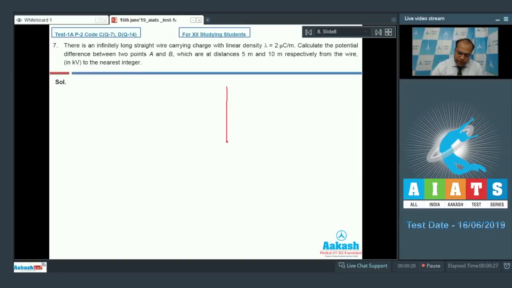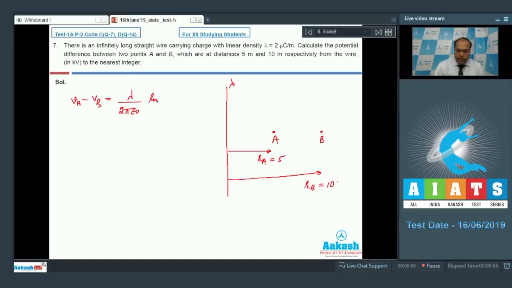So this is an infinite wire, this is point A and this is point B. The wire is charged with linear charge density lambda. Its distances from here are RA, that is 5 meter, and RB, that is 10 meter. So it is a standard case. We know that the potential difference VA minus VB is given by lambda divided by 2 pi epsilon naught ln RB by RA.